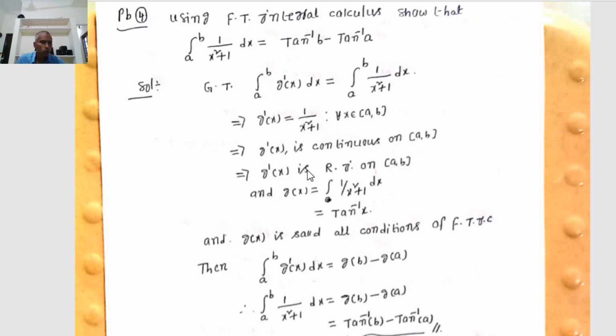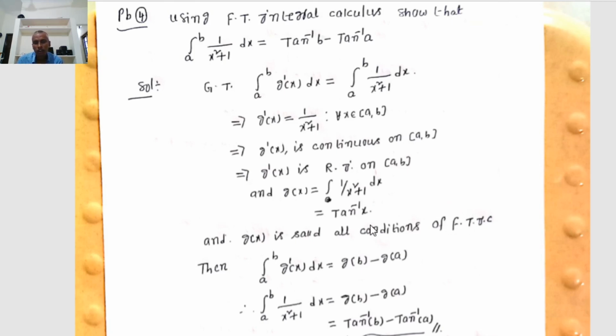Already we know the primitive, meaning phi dash of x equals phi of x. That implies g of x equals the integral of g dash of x dx. Therefore g of x equals the integral of 1 by x square plus 1 dx. The integral of 1 by x square plus 1 is tan inverse x. That implies g of x equals tan inverse of x.